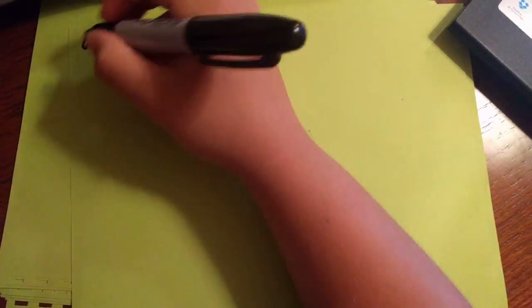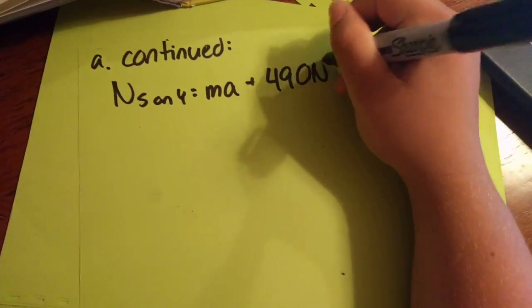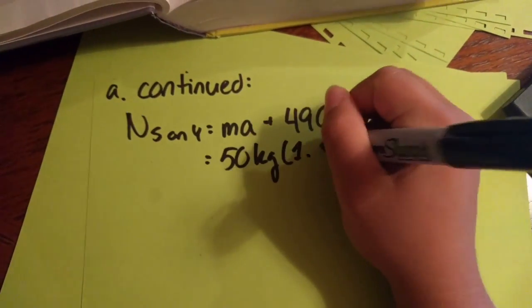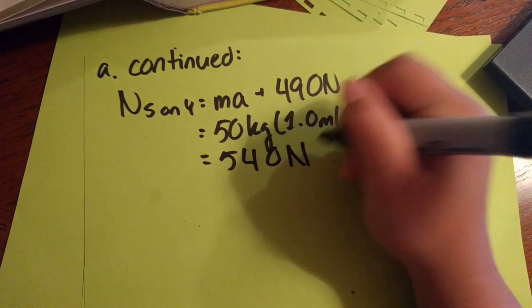Now that you have your basic equation, you can plug in your quantities that you were given for A, which is your mass of 50 kilograms and your acceleration of 1 meter per second squared, plus that 490 newtons that we found to get your 540 newtons.